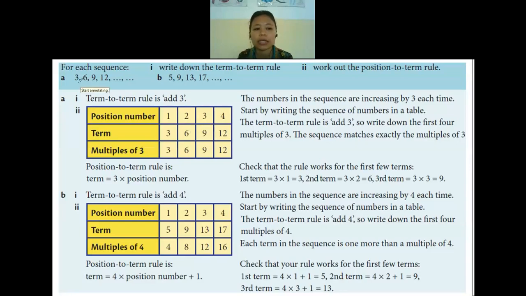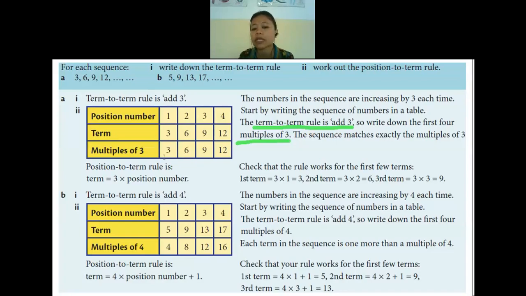So let us check from 3 to 6, the term to term rule will be add 3. From 6 to 9, we have to add 3. From 9 to 12, we have to add 3. That's why the term to term rule will be add 3. After we find the term to term rule, the second thing we have to do is find out the multiple of 3, because the term to term rule is add 3. That's why we need to find the multiple of 3.